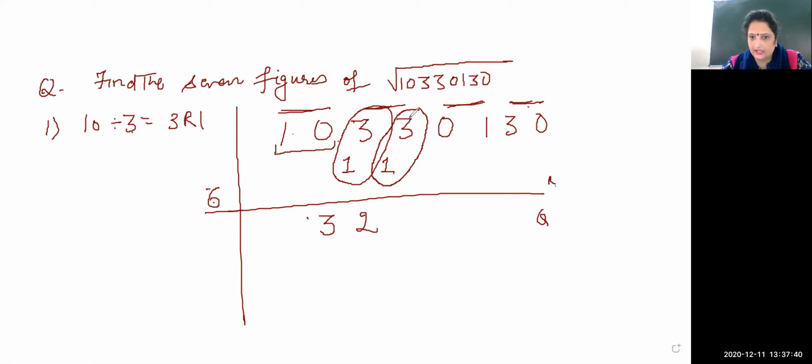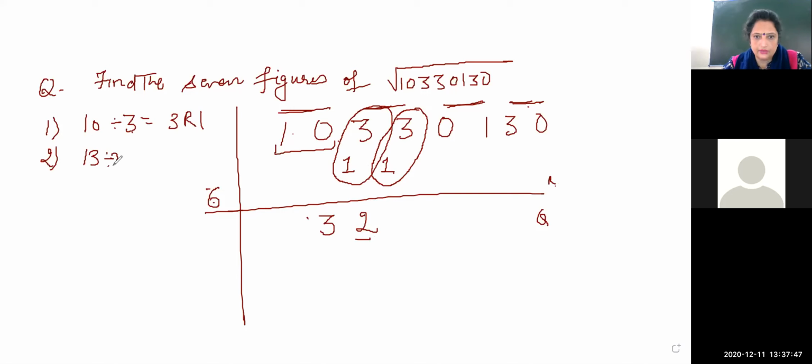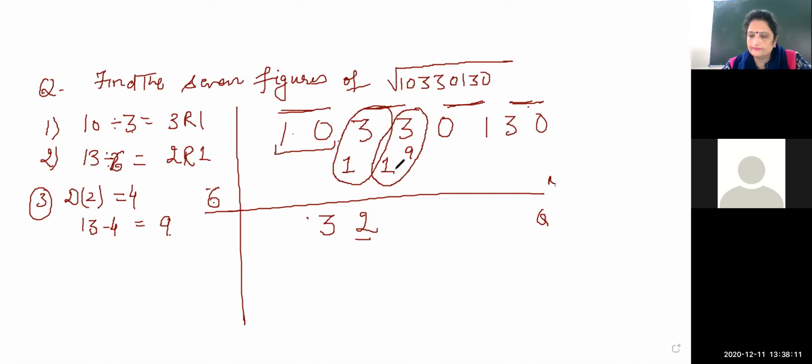Now the next is 13. Next step, just wait, 13 is divided by 6. So you have got 2 as a quotient and remainder as 1. Now the third step is you will find a duplex of 2. This is 4. Then 4 will be subtracted from 13, right? And you will get 9 here. So it means the remainder is 9. Fine or not? Yes, ma'am.